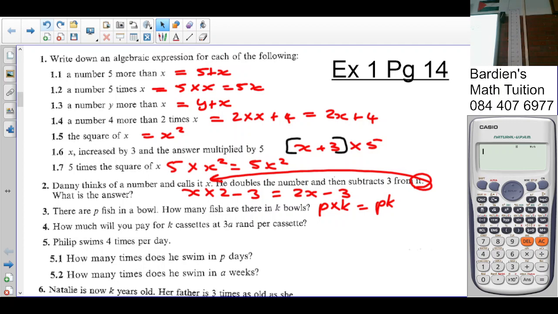Right, next, number 4. How much will you pay for K cassettes? You know what cassettes are? Yes. No? You guys know what a CD is. Show me by show of hands. Who knows what a CD is? You all know what a CD is. You don't know what a CD is, Michael?